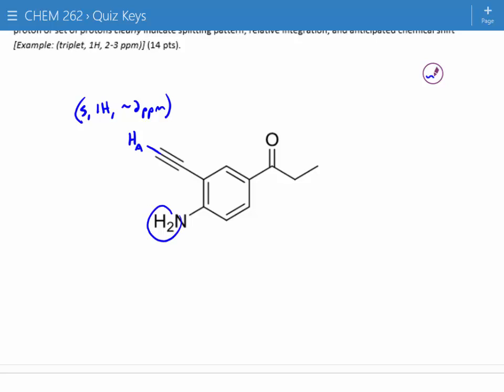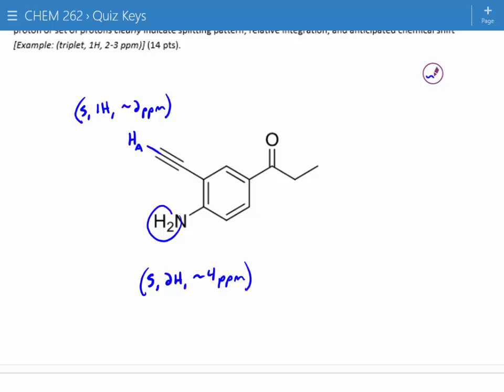What about these protons on the amine? Would it be a singlet, doublet, or triplet? Singlet. There are no 3-bond neighbors, so I'll say singlet, 2H. And these oftentimes show up around 4 ppm. I give you credit if you were in the ballpark. They show up a little more downfield because they're attached to an aromatic ring, right?